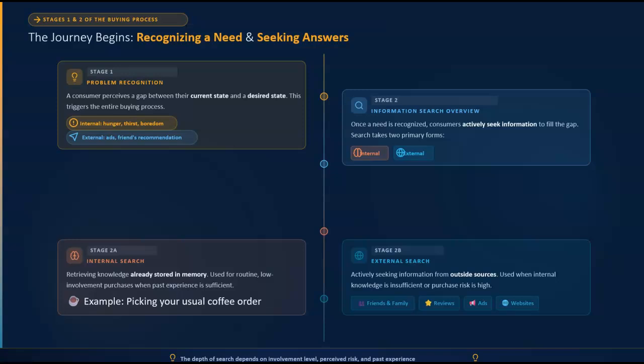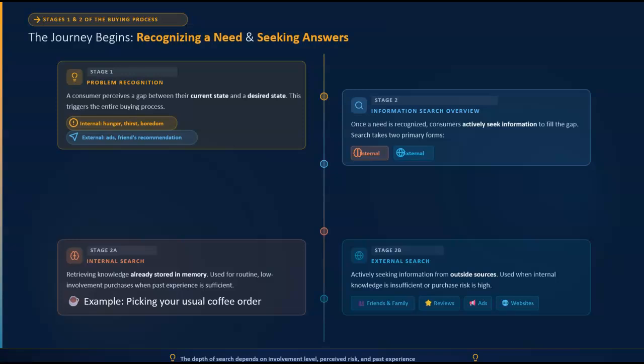Then stage 2 is the information search overview. So you've got a need recognized. You already know that maybe you're bored, you want to go see a movie. So then consumers actively seek information to fill that gap. Search takes 2 primary forms, internal and external. So you're thinking about, oh, my friend told me that movie was pretty good. Externally, you're looking and searching online at the reviews or maybe.